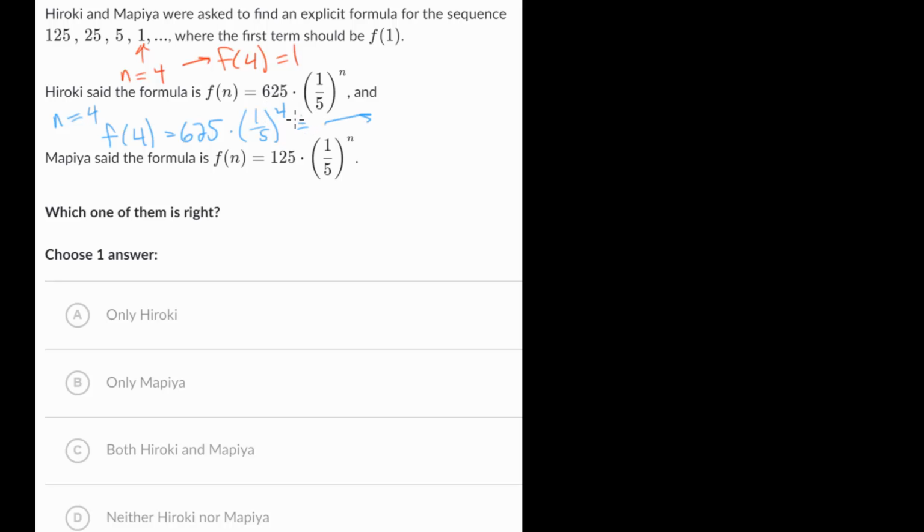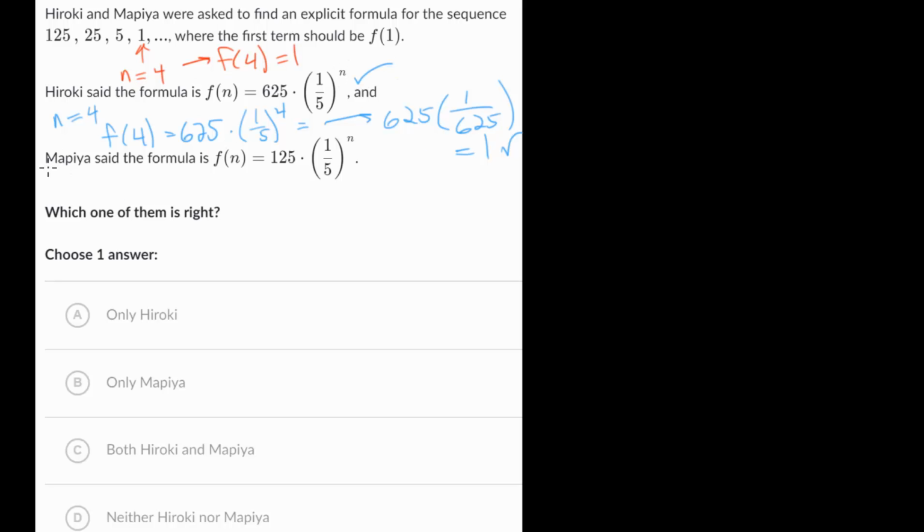And 1/5 to the 4th power, if we multiply that out 4 times, you would have 1 in the numerator, since 1 4 times is just 1. And 5 multiplied 4 times is 625. And we have 625 times 1 over 625, which is indeed 1. So it looks like Hiroki's formula is correct.